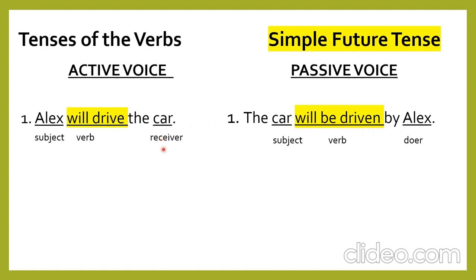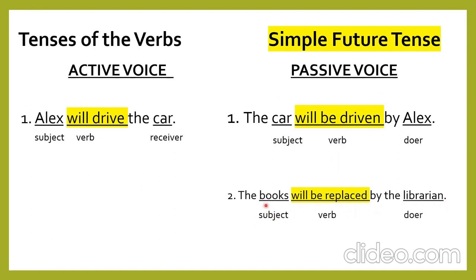Then car, the receiver, becomes the subject here. Okay, it's just a shifting. The subject and the receiver exchange position. Next, passive voice. We have the books will be replaced by the librarian. The subject is books, the verb is will be replaced, and the doer of the action is the librarian, because librarian is the one who will do the replacing of the books.